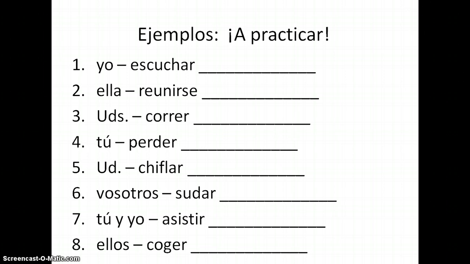Here are some examples of regular verbs when they're conjugated in the preterite tense. What you should do now is pause the video and practice conjugating these verbs with the given subjects in the preterite tense. When you unpause the video, the answers will pop up on the next slide. You should pause the video now and practice conjugating these verbs.